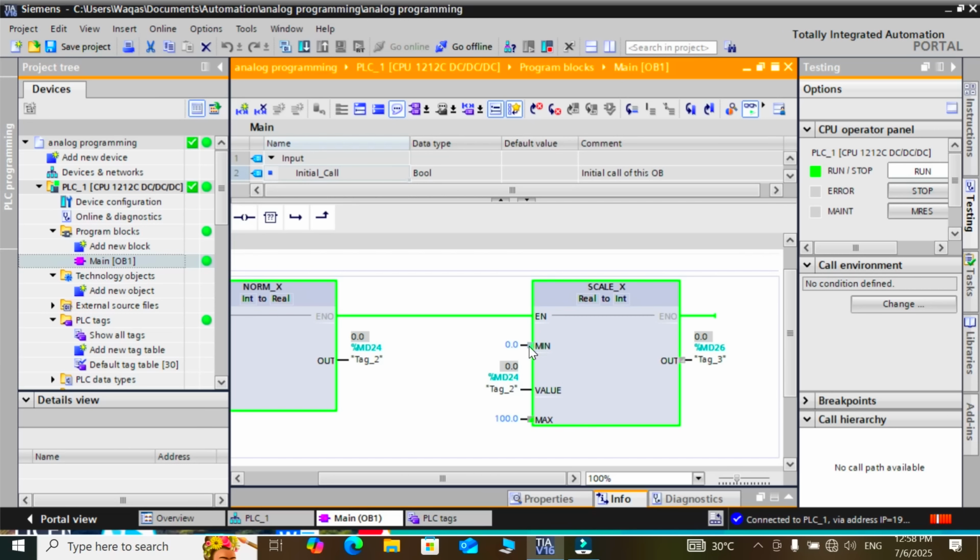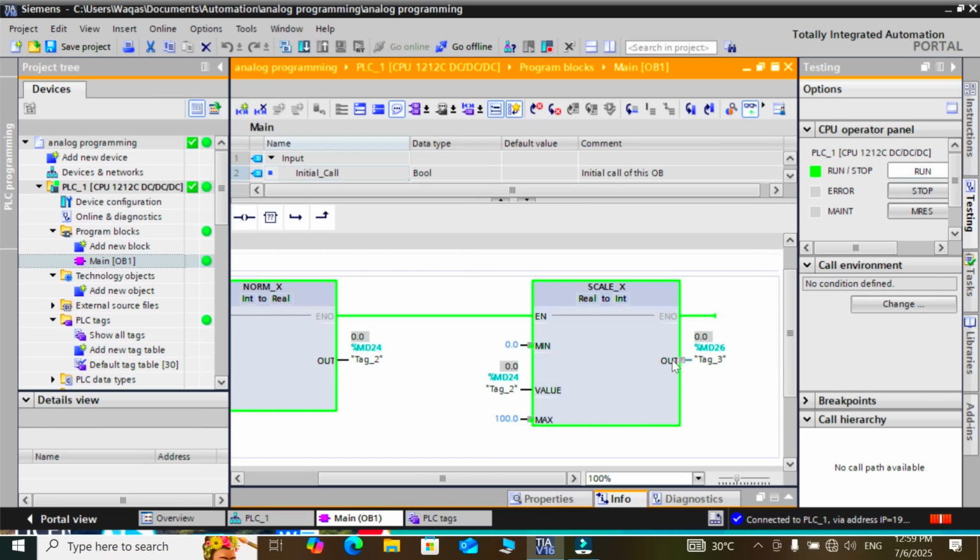Here on the input side, there are three pins. First one is minimum. Here we will set the minimum actual value, and the second is the value pin. Here we will set the normalized value that comes from the normalize block. As you can see in the normalize block, the MD24 data register is used, and the same data register we will put here, because the output of the normalize block is the input of the scale block. On the third pin, the maximum pin, we will set the maximum real world value, that is 100 degrees Celsius, because we are going to scale the temperature sensor.